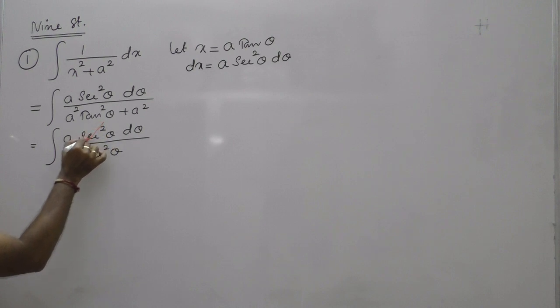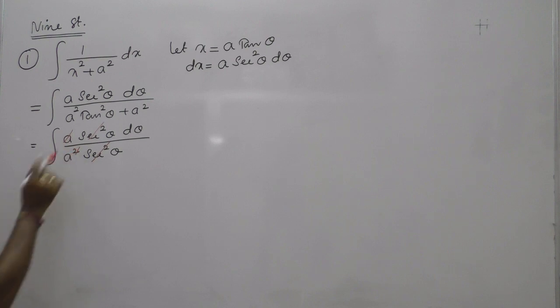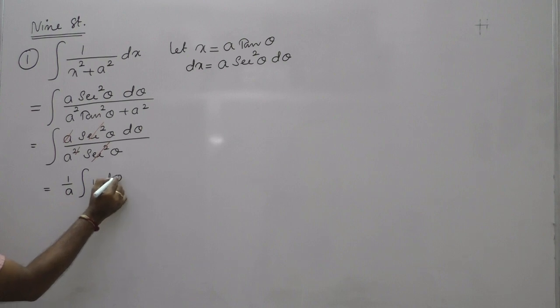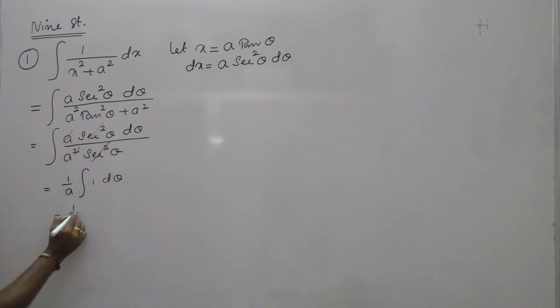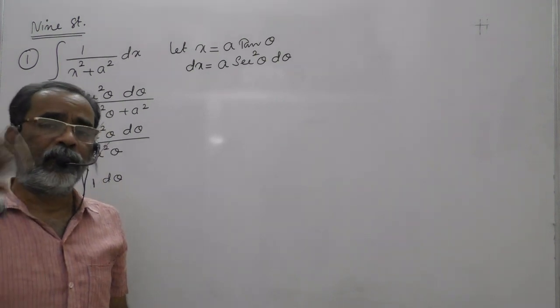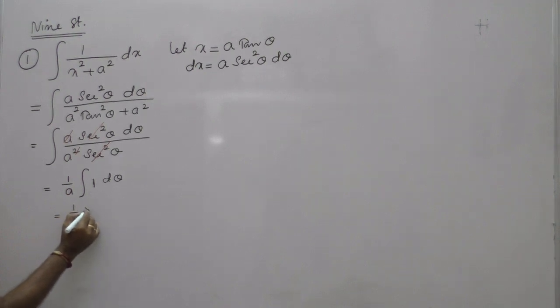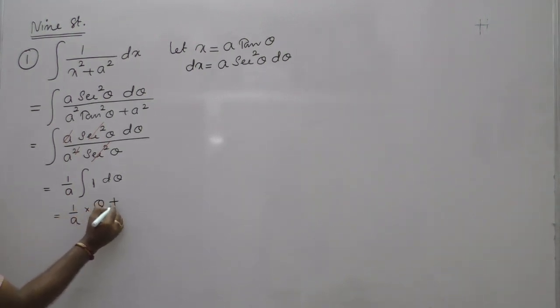Therefore, I can cancel secant square with secant square. I can also cancel a and a. What will be there? Here only a will be there in the denominator, and in the numerator nothing, that means 1 into d theta. Therefore, 1 by a into, what is the integral of 1? The integral of 1 is x with reference to the x variable. Here the variable is theta, therefore its integral is theta plus arbitrary constant c.